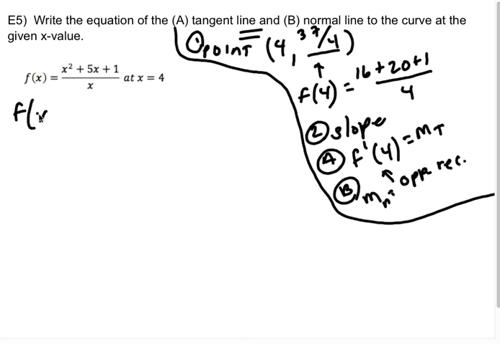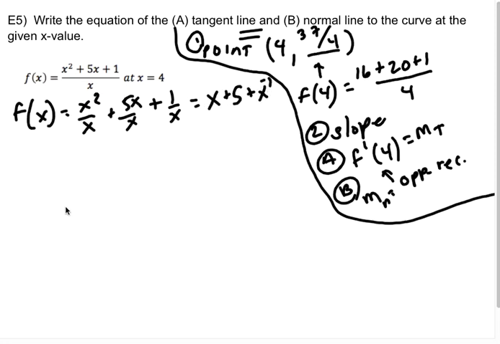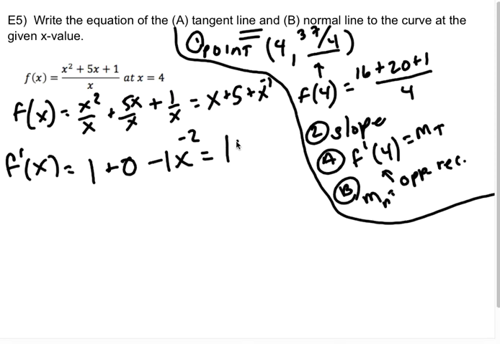So I'm going to rewrite f. If I split this into 3 fractions, it's x squared over x plus 5x over x plus 1 over x. So that's the same as x plus 5 plus x to the negative first, right? So when I differentiate, my f prime of x is going to be the derivative of x, which is just 1, plus 0, and then this is going to be minus 1x to the negative second. So I seem to get 1 minus 1 over x squared.